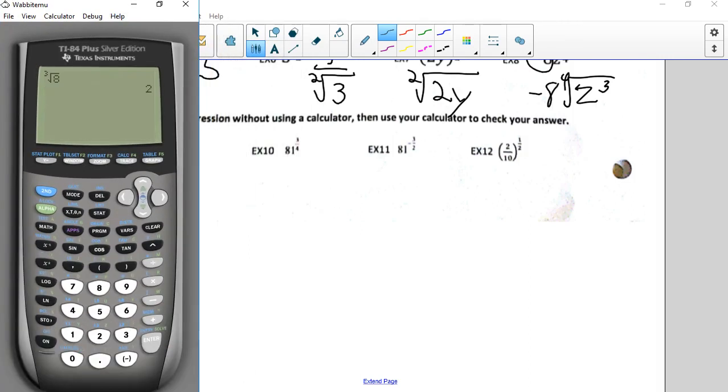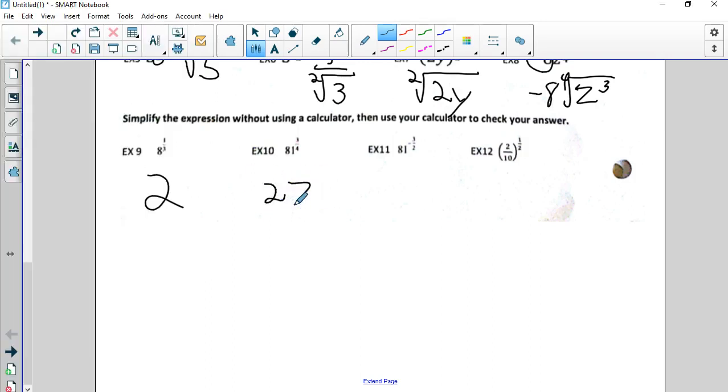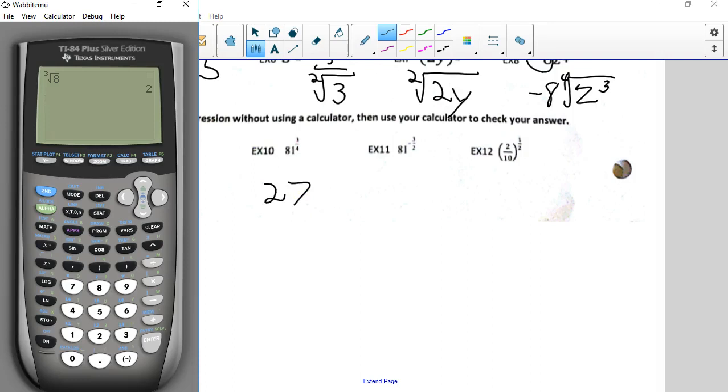How about that? Okay, 81 to the, looks like 1/4, but not, it's the 3/4. But let's go to the 1/4. What times itself 4 times gives you 81? Well, I'm thinking 3 times 3 is 9, times 3 is 27, times 3 is 81. So the 4th root is 3. Well, I want the 3/4 root, so I want 3 of those. So I am going to guess 27. Let's see what the calculator says. I'm going to take 81 to the power of 3 divided by 4.